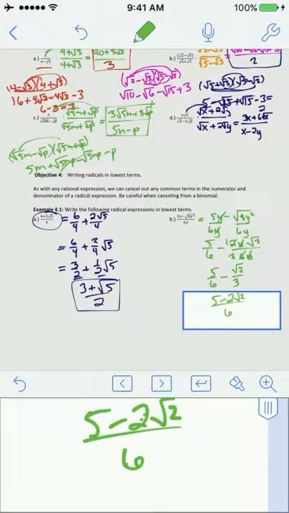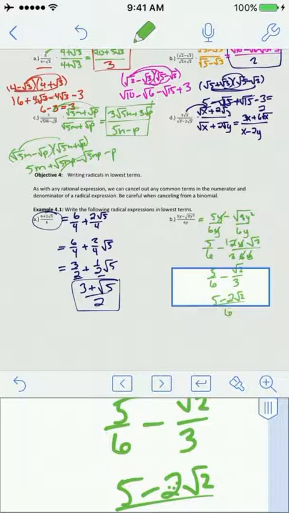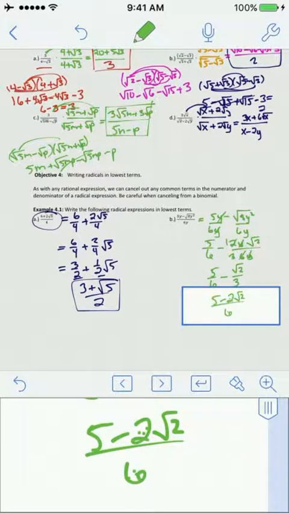The other option, I just wouldn't reduce this part here. I would keep it as it is. Because I didn't want to reduce with the 5. This is not 5 root 3, so I can't reduce it down to 5 root 3.